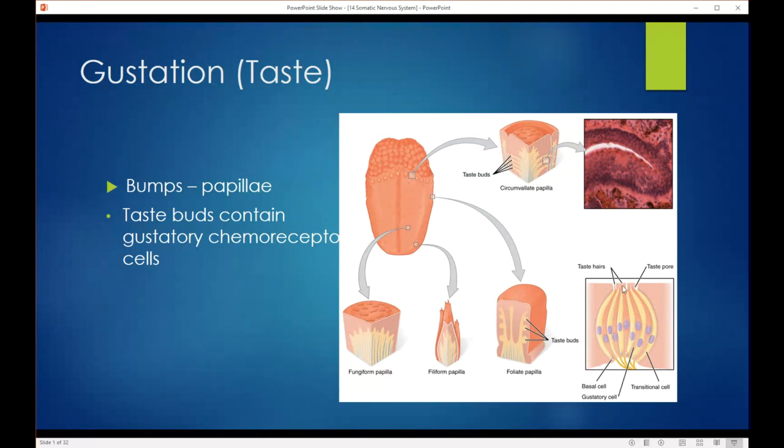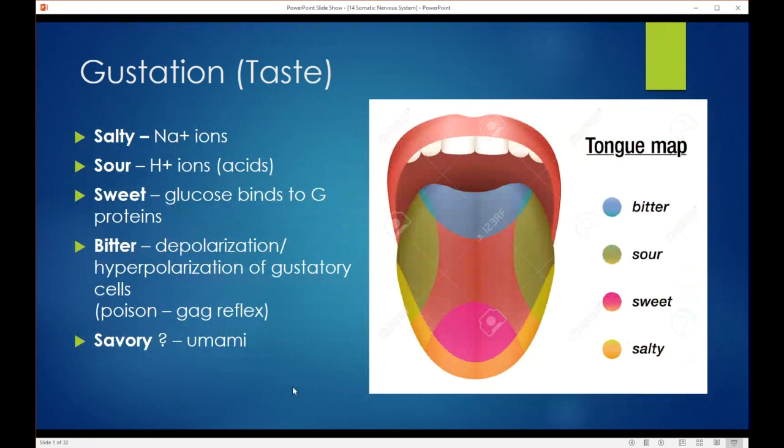Okay? And there's little taste hairs with little taste pores attached, and they're going to bind to, so any sort of chemical that you eat is actually going to bind to those receptors, and then it's going to trigger the gustatory cell to send out an action potential. Okay? So there's different kinds of sort of gustation that we have.